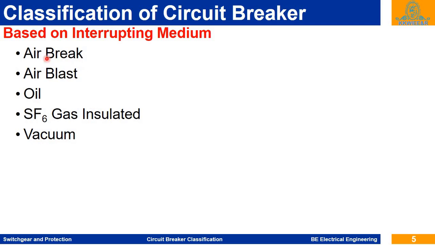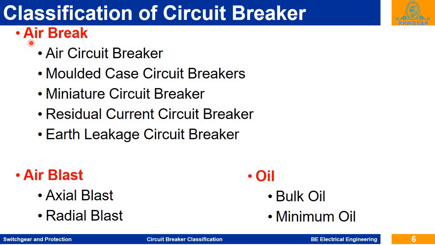So based on this arc interrupting medium, they are classified as air brake, air blast, oil circuit breaker, SF6 gas insulated circuit breaker, and vacuum circuit breaker. So these are the medium which interrupt the arc. Then we'll see the further classification of this air brake circuit breaker, air blast circuit breaker, and oil circuit breaker.